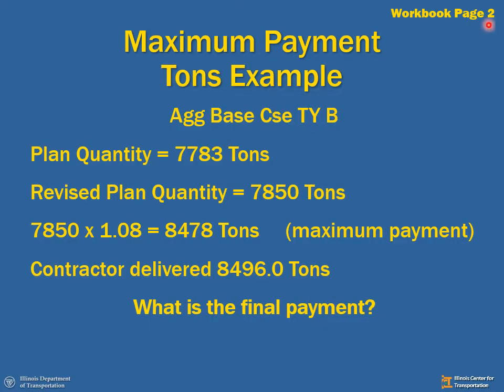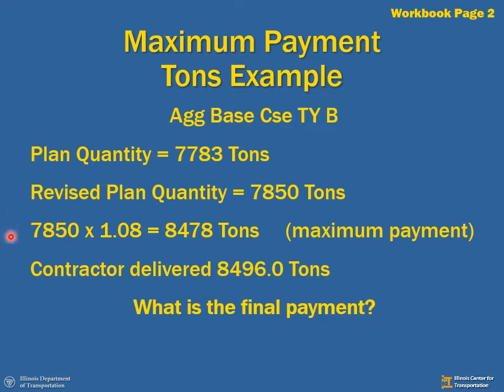Let's take a look at an example. Workbook page 2. We have a maximum payment example in tons. We have aggregate base course type B. We had a planned quantity of 7,783 tons. We have a revised planned quantity of 7,850 tons. So we've taken some measurements, made some calculations that brought us a more accurate number than what the designer gave us for the purpose of bidding.